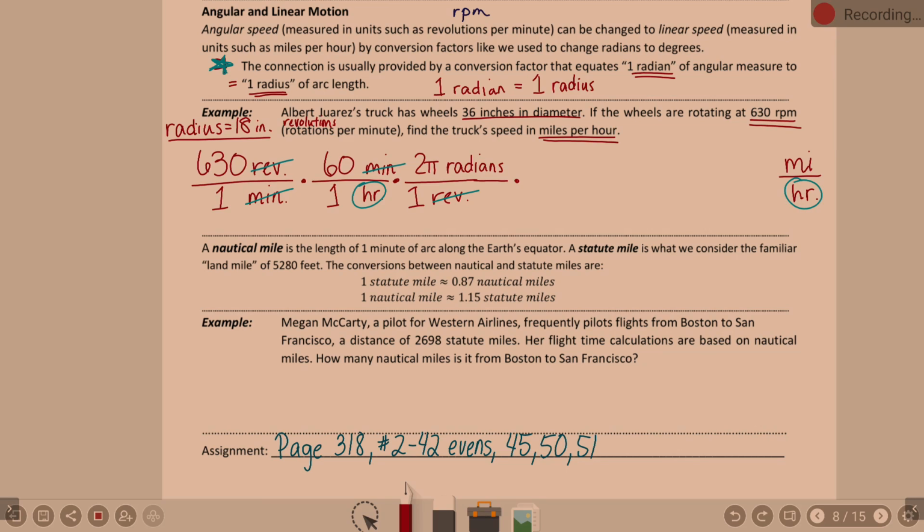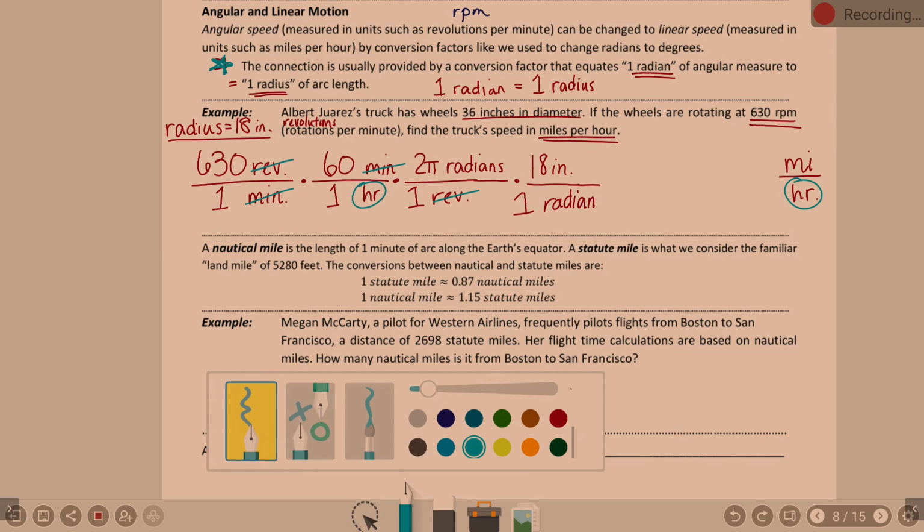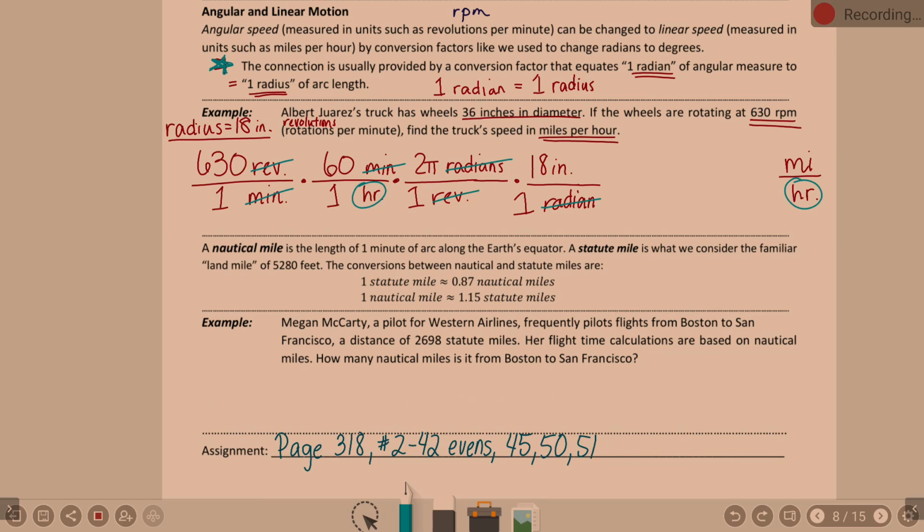Now, do you want 1 radian over 18 inches or 18 inches over 1 radian? 18 inches over 1 radian, because we want to cancel radians. I'm canceling radians, and radians was on top. Okay. Now, if I stop now, I'm at inches per hour. What's my goal? Miles. This is where you should be able to pick up and take off.